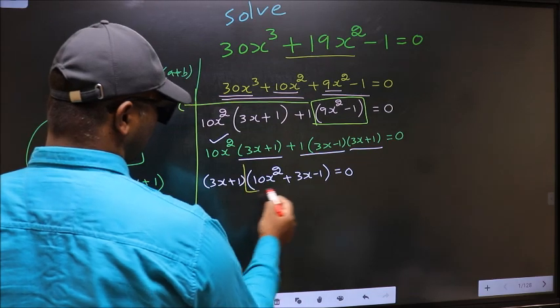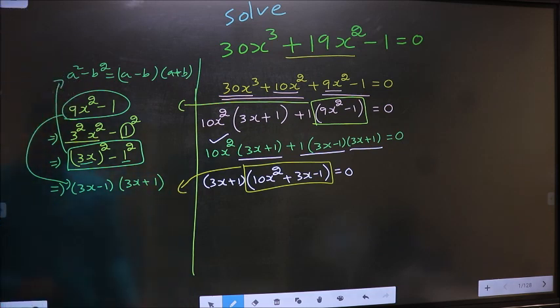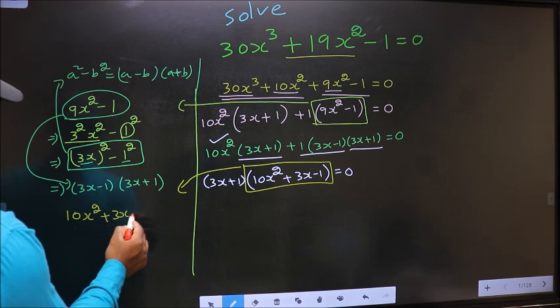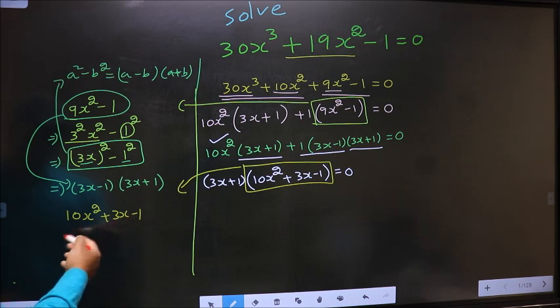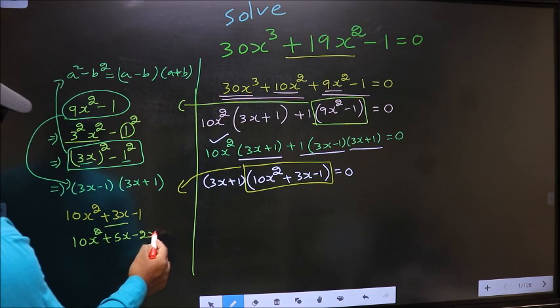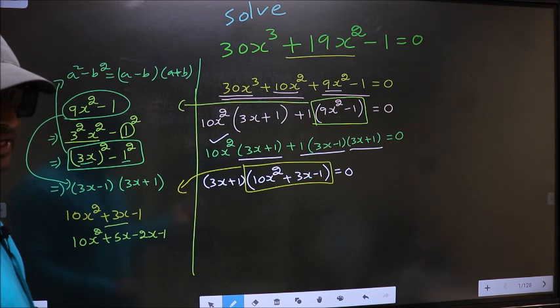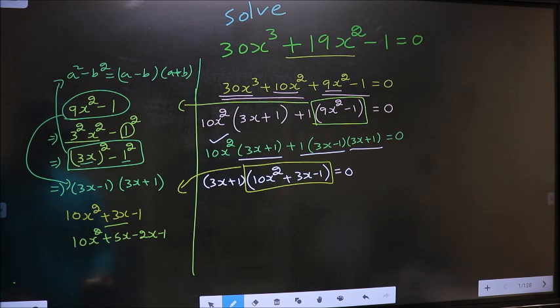Now we got a quadratic here. I will factorize the quadratic here, that is 10x² + 3x − 1. To factorize this, we should split the middle term +3x. So in place of +3x, now I write +5x − 2x − 1. I am not doing factorization steps. Directly I have split +3x to +5x − 2x.